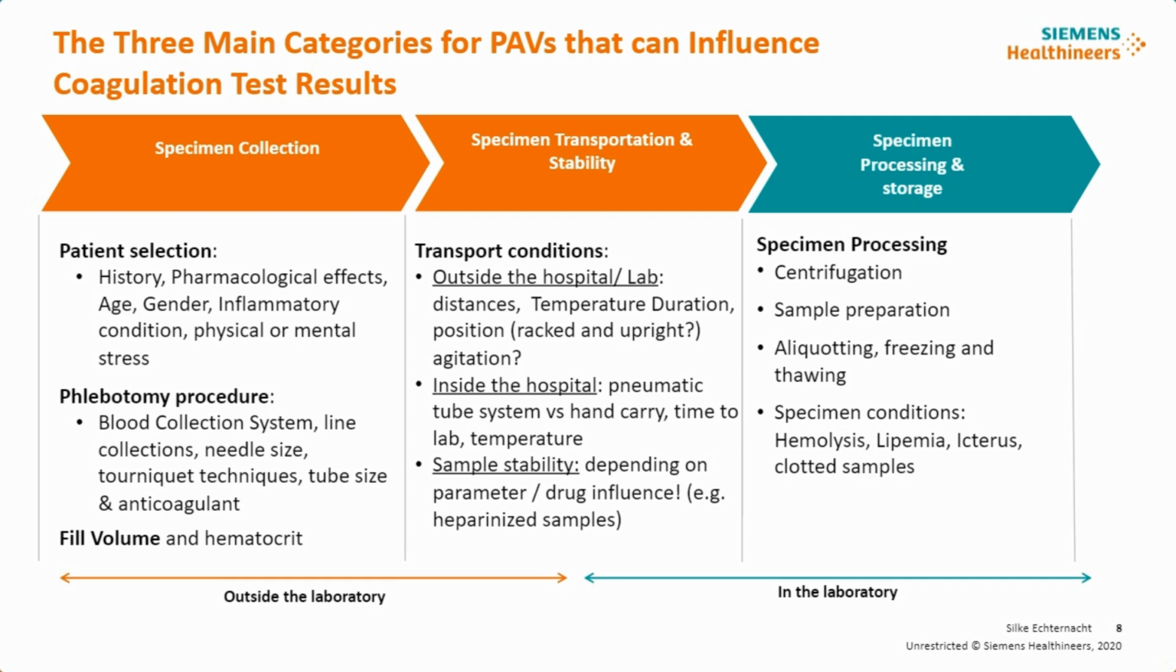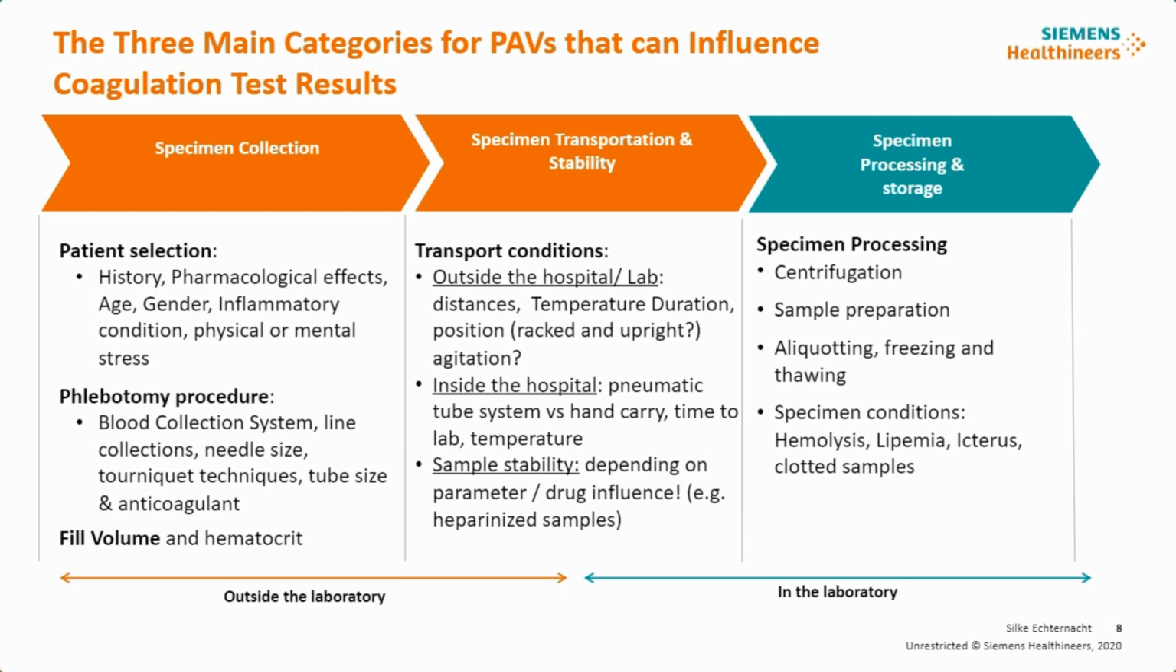Within the hospital system, this is where the pneumatic tube system really plays an important role. What is the distance traveled from one ward to the other? What is the number of G forces, for example, the sample is experiencing as it goes through the pneumatic transport system? Are they hand carried? Of course, if we're talking about platelet function assays or any aggregation assays, the samples should not be sent through the pneumatic tube system. They should be hand carried or delivered to the laboratory.